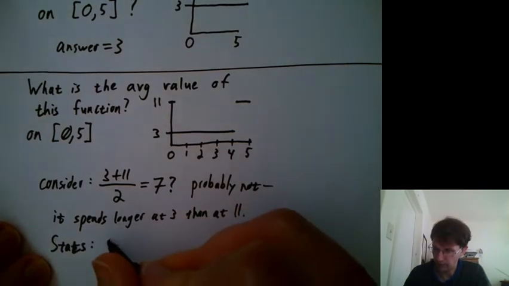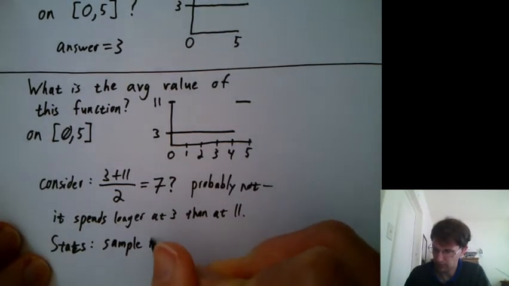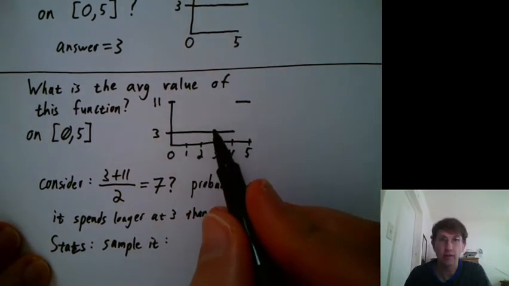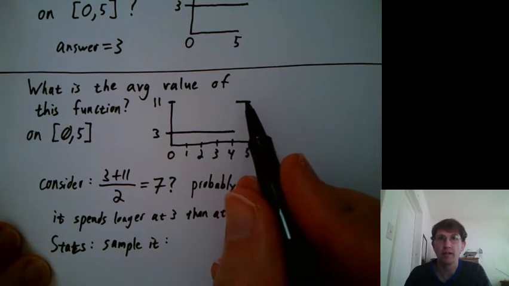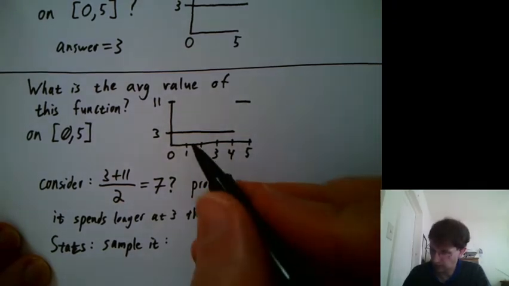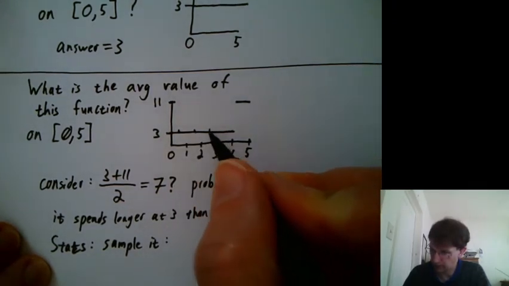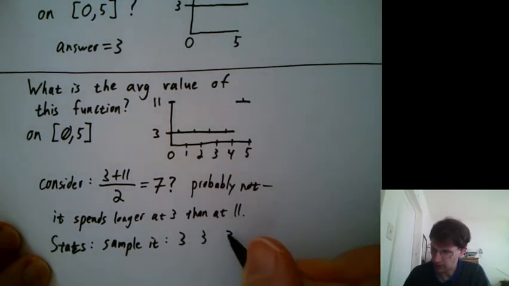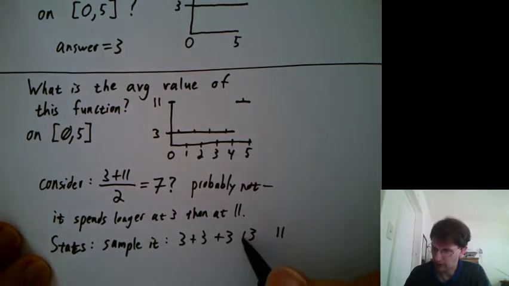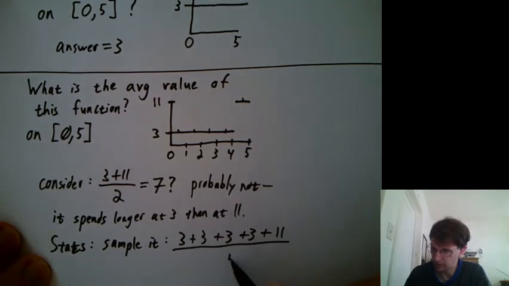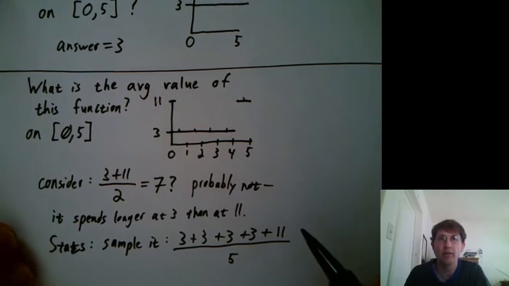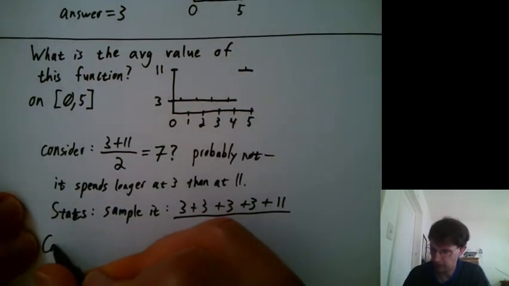let's sample it. We might say it's at 3, it's at 3, it's at 3, it's at 3, it's at 3, and then it's at 11, right? So we might say, what if we sampled it here, here, here, here, and here? We'd have a 3, a 3, a 3, a 3, and then an 11. And we could say, okay, take the average of all those and divide by 5. Might be kind of reasonable. What's the calculus equivalent of that?